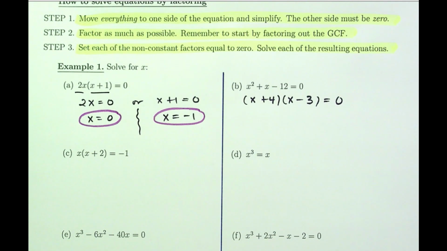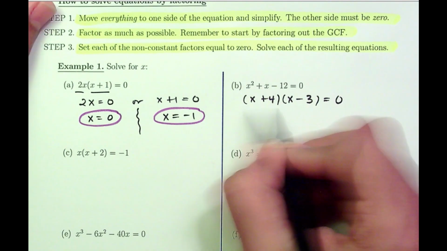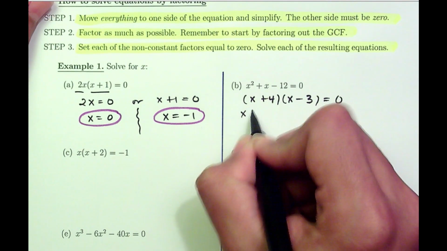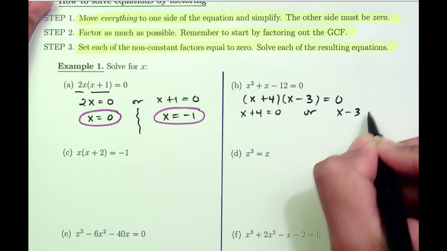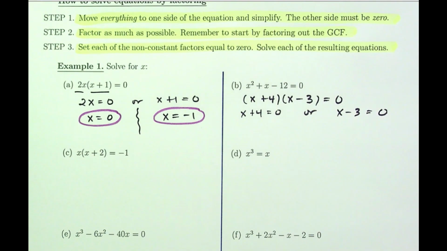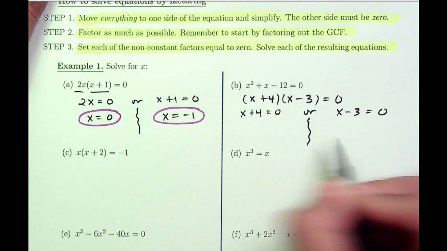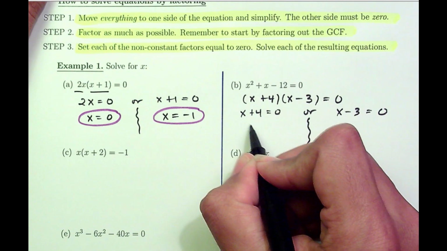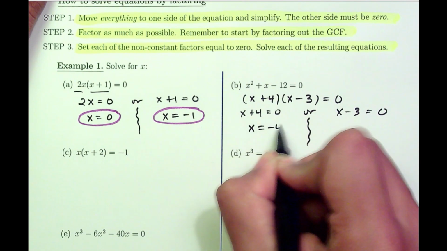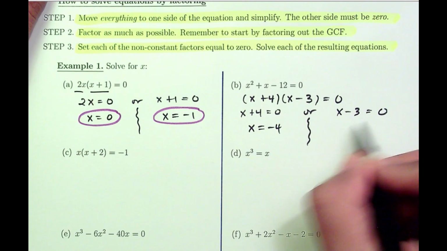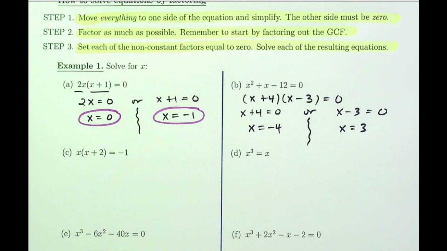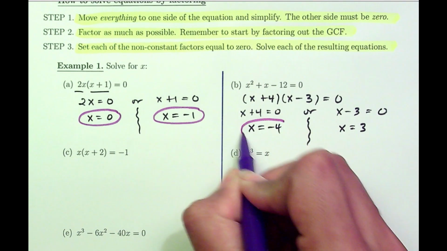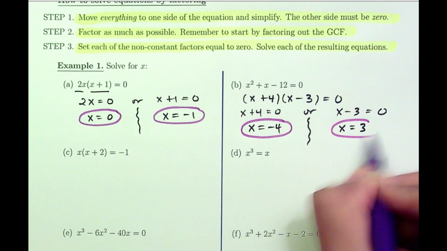Once you have factored as much as possible, you set each of the factors equal to 0. So I'm going to set x plus 4 equal to 0, or x minus 3 equals 0. And then you're going to solve each of these equations, and you get the solution. So subtract 4 from both sides here, you get x equals -4. And add 3 on both sides here, you're going to get x equals 3. So those are the two solutions for this equation.